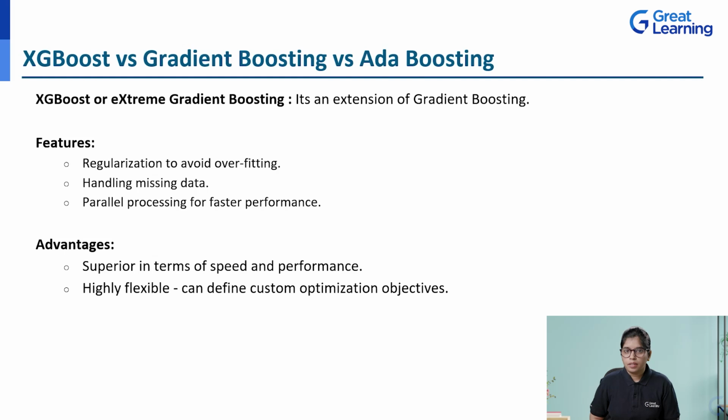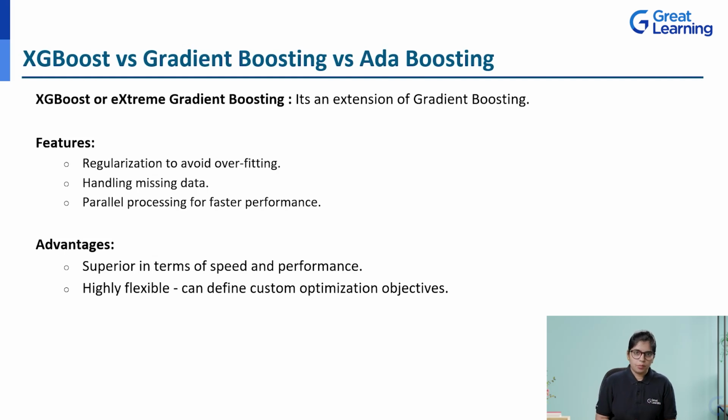Then there is parallel processing, which reduces the time. It performs parallel processing for faster performance. Though it is sometimes a time consuming process, for faster and accurate performance this parallel processing helps. Now we discuss the advantages of this process. Superior in terms of speed and performance. Speed is good, and the performance is very good in terms of predicting the values. Highly flexible, it can be used for regression, classification and other tasks, and you can define custom optimization objectives there.